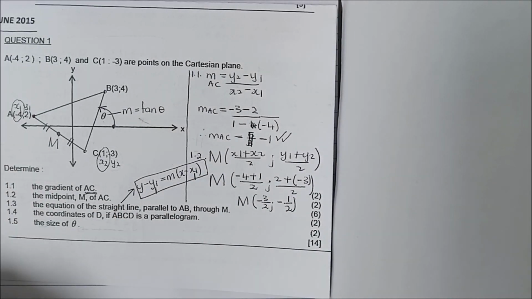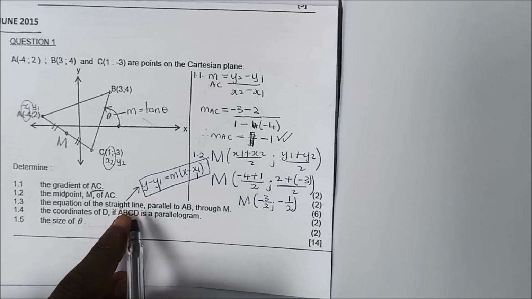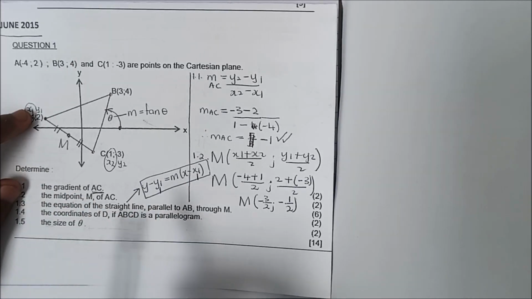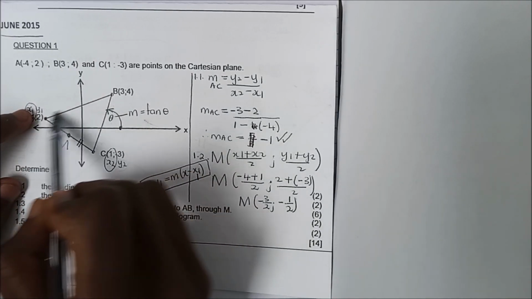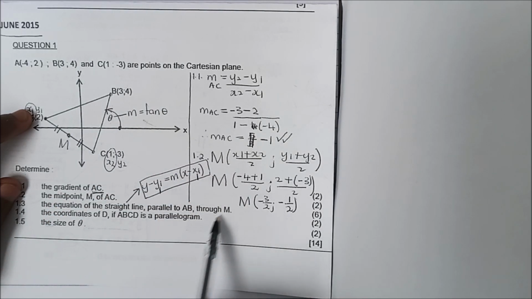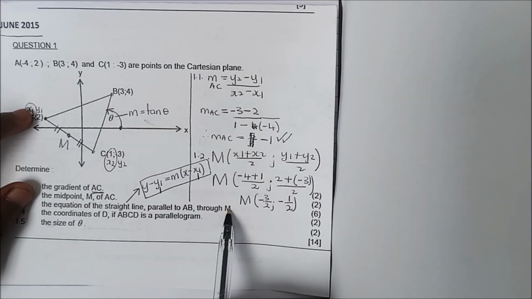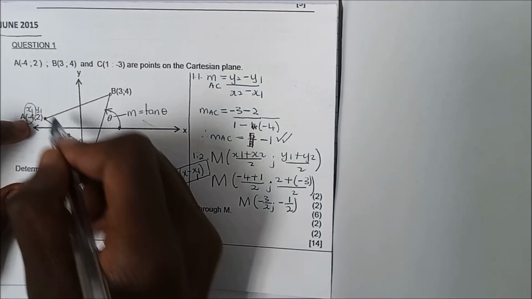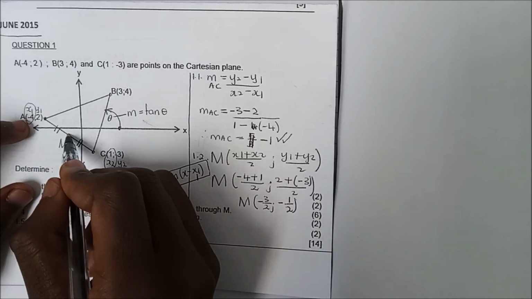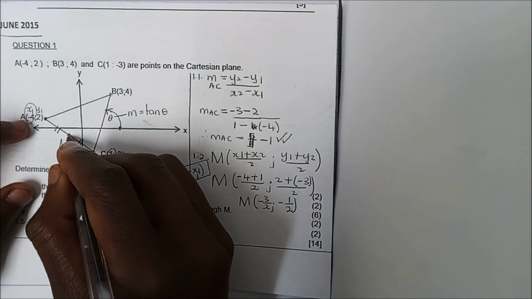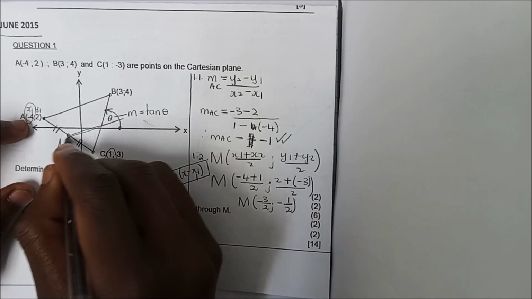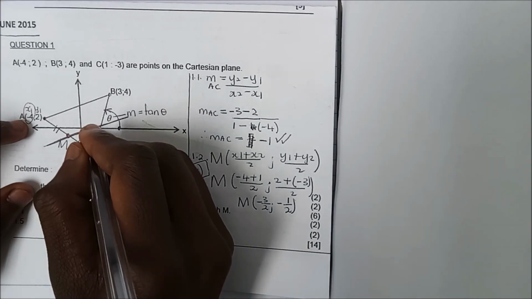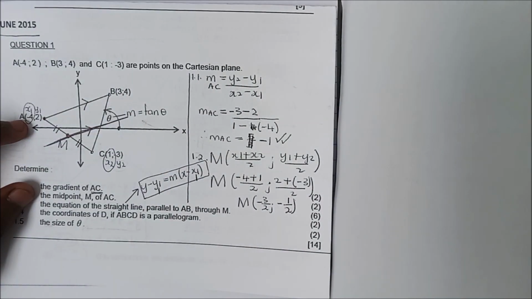So now let's go ahead and read the information. They're saying determine the equation of a straight line parallel to AB. Okay, here is AB. So that line is parallel to AB. And then they're saying it passes through M. So that means if we were to draw a line that passes through M that is parallel to AB, obviously the line can't go down, but it has to go in that direction such that the two are parallel.